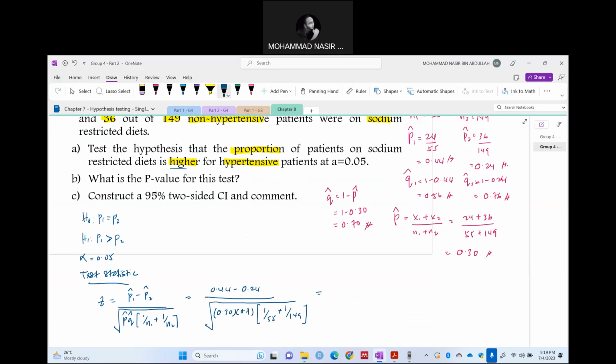So don't worry, the formula will be given in the final exam. So this one should be equal to 4.9455. Can you confirm the value? 4.9455?